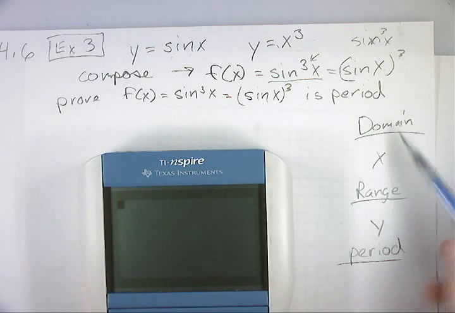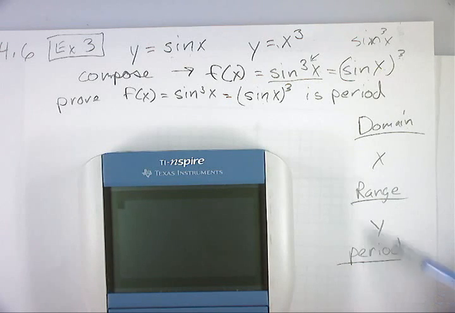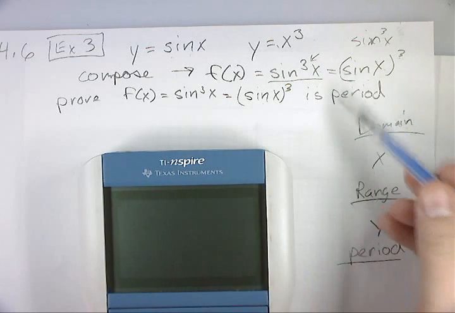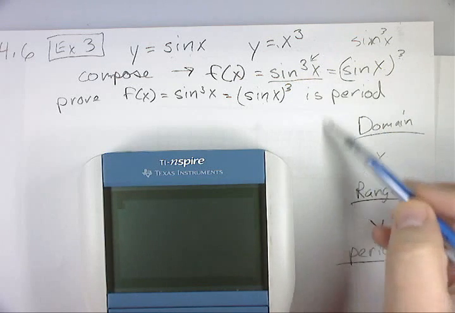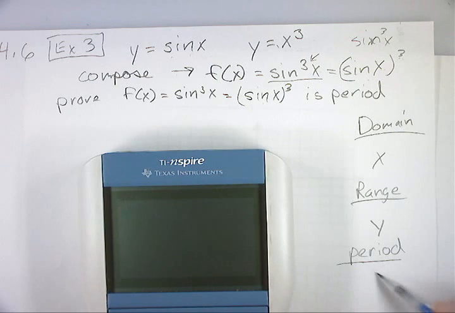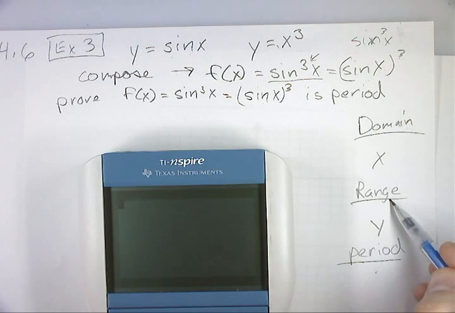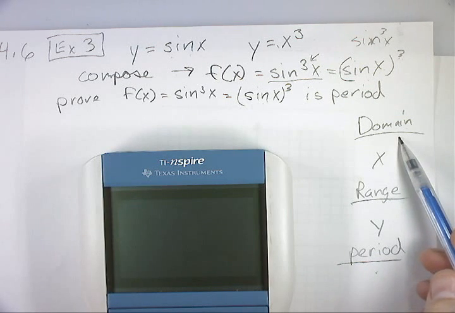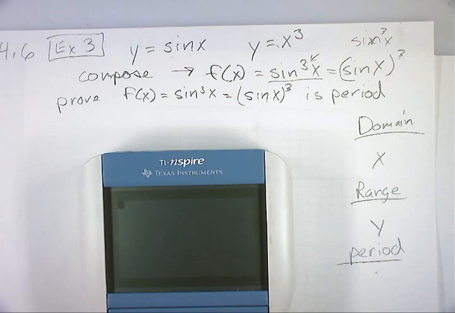Also, they want us to find the domain, the range, and the period of sine cubed x. Not only that, we have to prove that the function is periodic. Remember that the domain is figuring out what the x values are, the range is what the possible y values are, and the period is one full cycle or wavelength of the function. If it is periodic, a pattern will repeat forever to positive infinity and also in the other direction to negative infinity with regards to the x-axis.